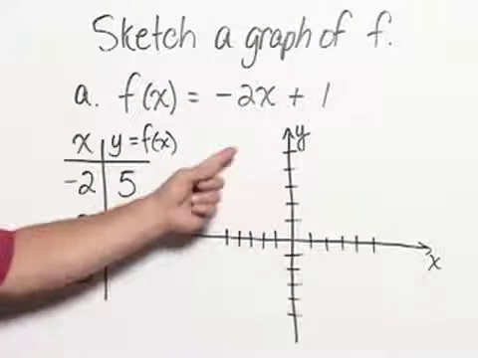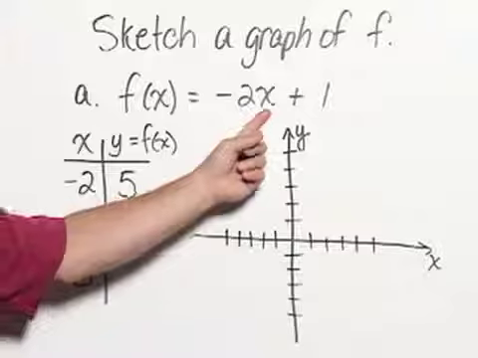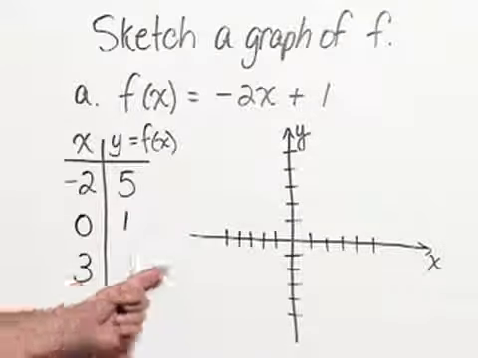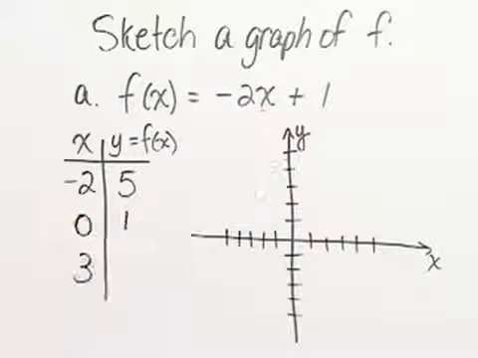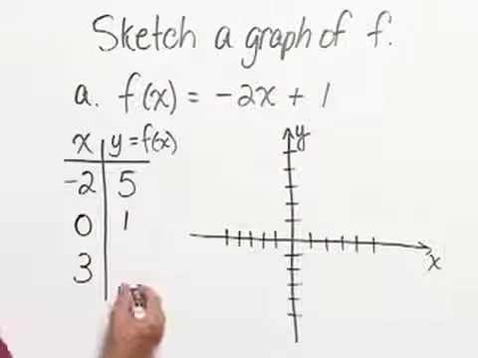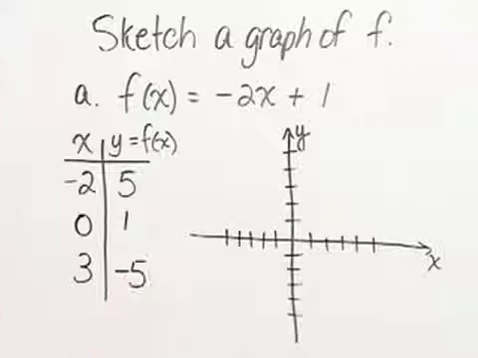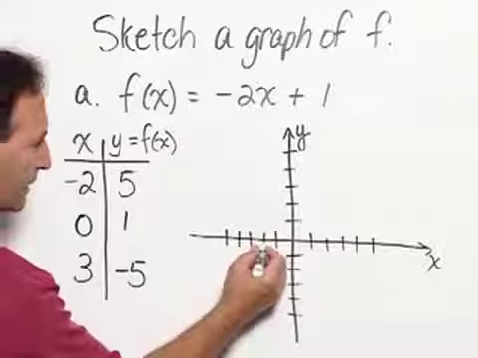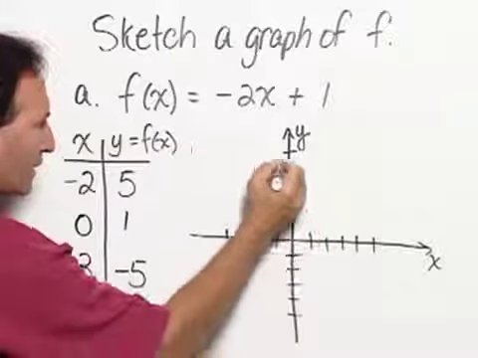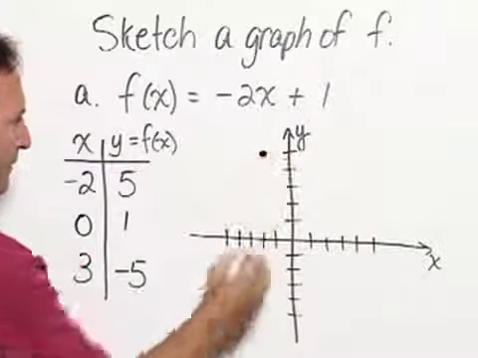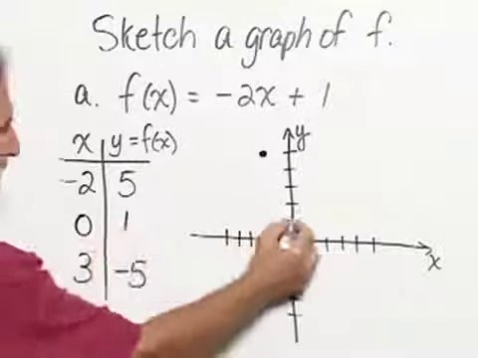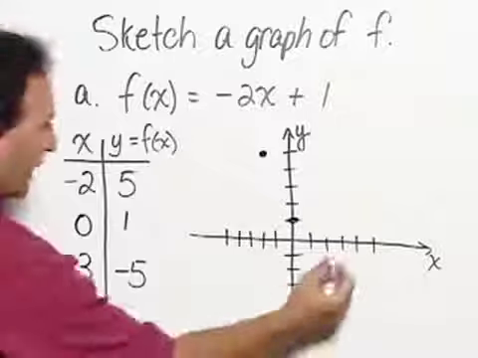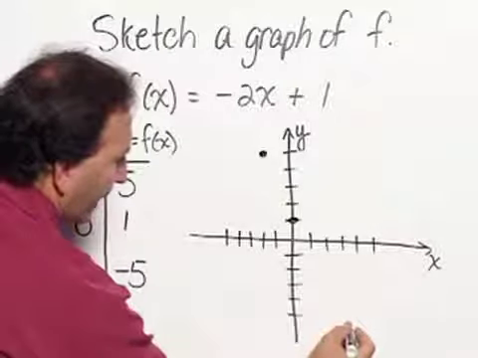For 0, we have negative 2 times 0, which is 0, plus 1, which is 1. And for 3, we have negative 2 times 3, which is negative 6, and negative 6 plus 1 is negative 5. So let's plot these points: negative 2, comma, 5. Then we have 0, comma, 1. And then finally 3, comma, negative 5.